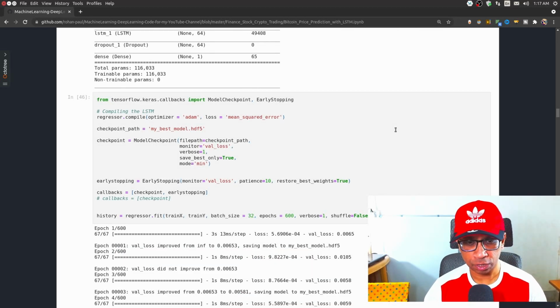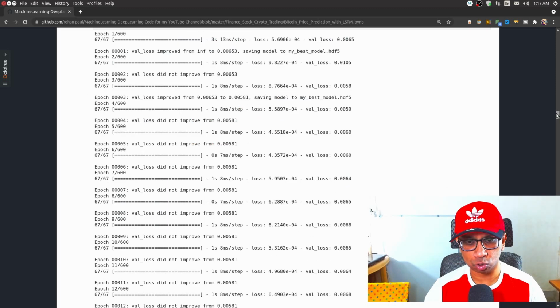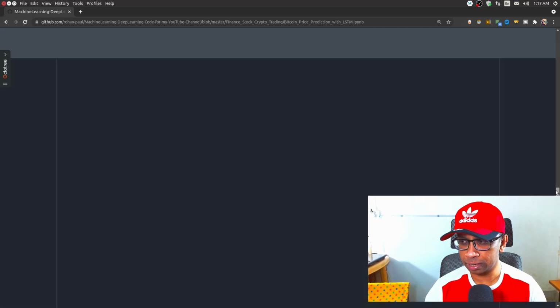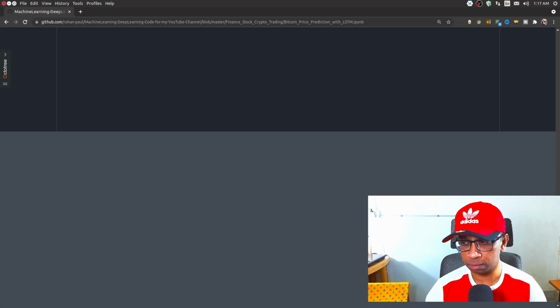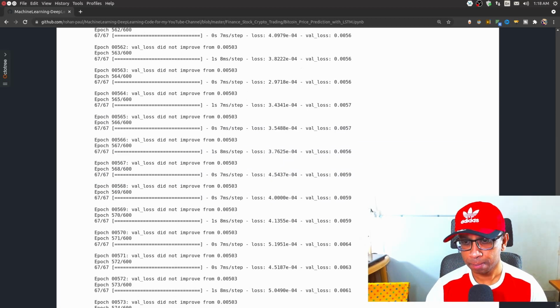And then before finally running the model training, I also defined early stopping and checkpoint and passed these two as callbacks to the final model training line of code. So this was my final training line of code, regressor.fit. And then I think it took a couple of minutes to run the entire model. Let's check what we got after the entire model training was completed.